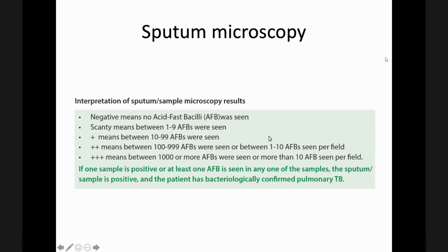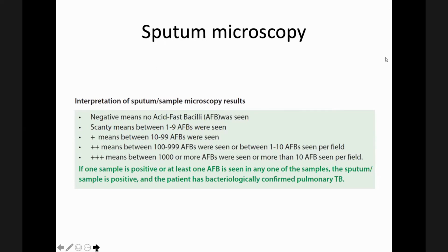The field is mainly we can say a 3+. If one sample is positive, or at least one AFB is seen in any one of these samples, the sputum sample is positive. Previously we used to say sputum positive TB, but now the term is bacteriologically confirmed pulmonary tuberculosis. Okay, so you have to write that for the diagnosis. So it's a bacteriologically confirmed pulmonary tuberculosis.